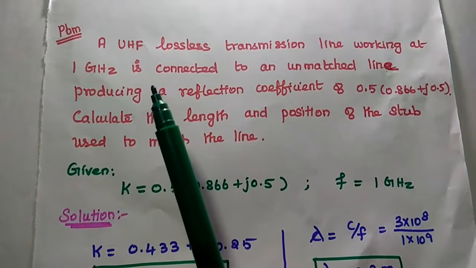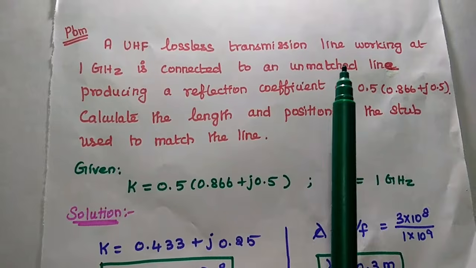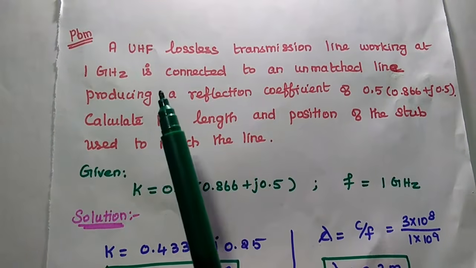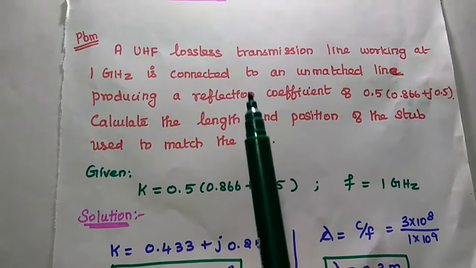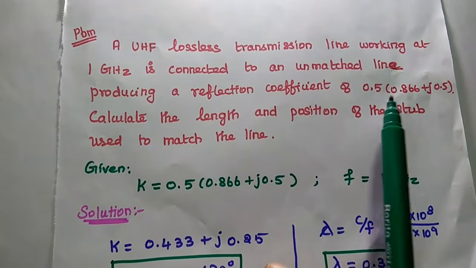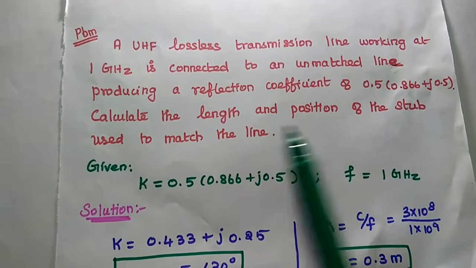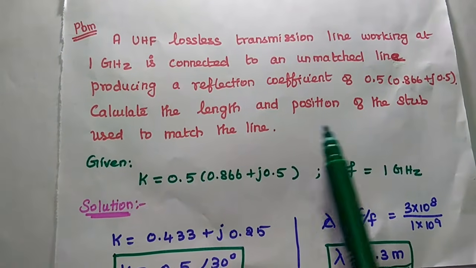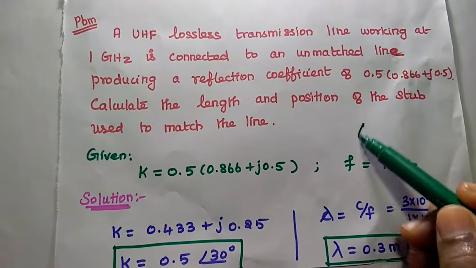Okay. Here is the last problem. An ultra high frequency lossless transmission line working at 1 GHz is connected to an unmatched line producing a reflection coefficient of 0.5 into 0.866 plus j 0.5. Calculate the length and position of the stub used to match the line. So it is a very important one.